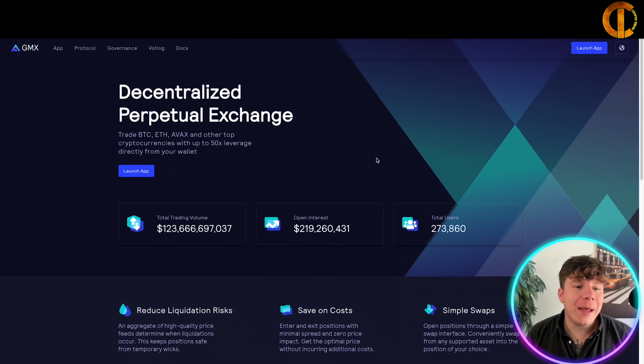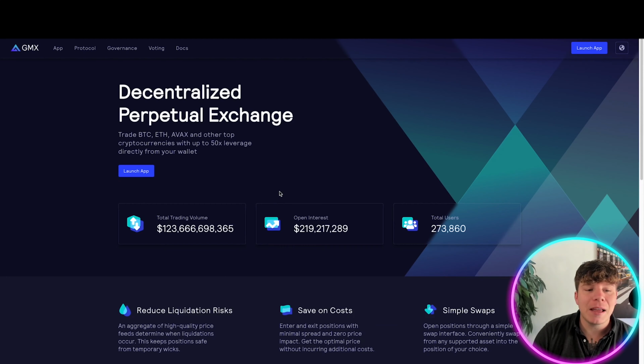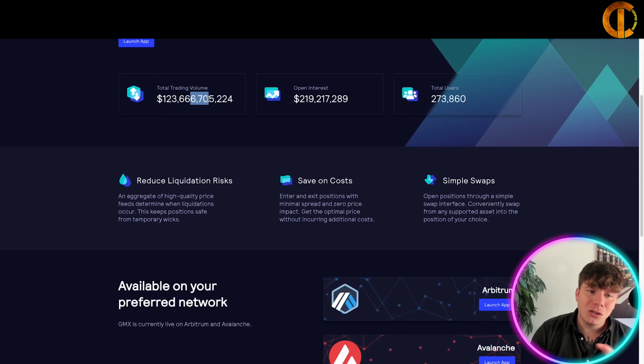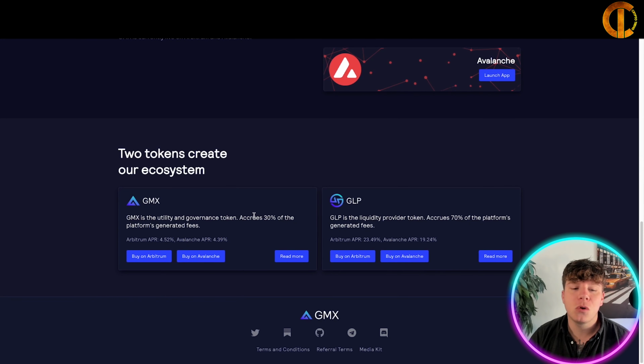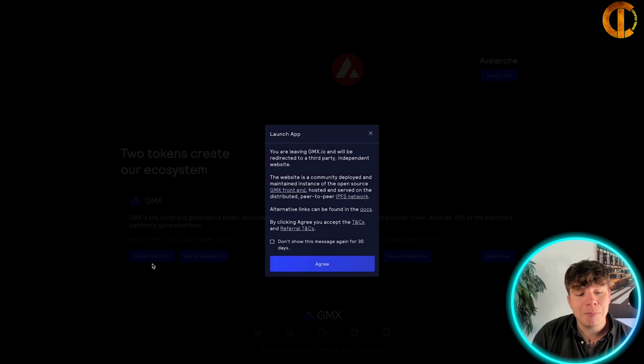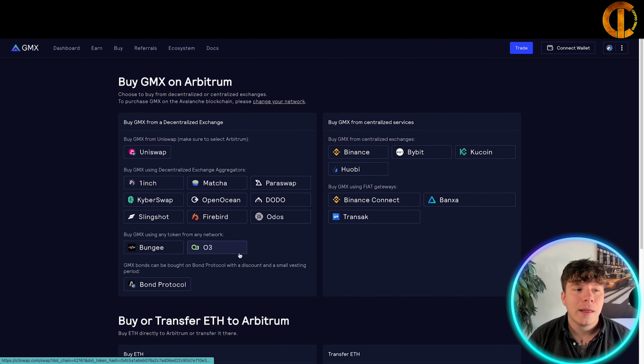So looking over at GMX, this is a decentralized perpetual exchange where you can trade all the cryptos, BTC, ETH, AVAX, all the top ones, with up to 50 times leverage directly from your wallet. There's a huge amount of trading volume already in there, and open interest and total users. If you're in the staking world, you can get in here and start staking some of your tokens, whether it's to earn their native token GMX or some other token yourself. And why I'm talking about this is because you can buy it on Arbitrum. You can go over here and get yourself some of the GMX token. Now, guys, it's a really, really cool concept.